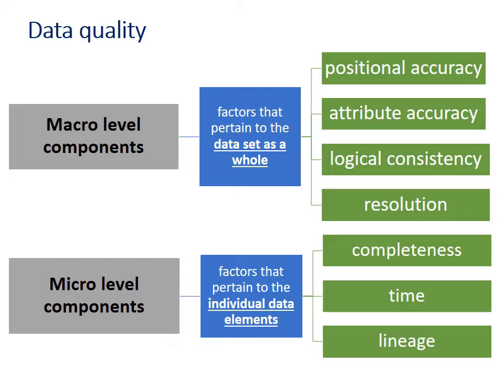What kind of data quality aspects do we need to check at macro levels and micro levels? At macro level, the positional accuracy of the objects, the attribute accuracy, the entry of data into the attributes, the logical consistency in the maps, and the resolution of the raster and vector are what we call the macro level components. And at micro level, we need to look at the completeness of the object that we are looking at, the time at which the data has been collected and whether it is relevant for your work, and the lineage, the details about the process in which the data has been collected. So all these are the aspects in which we need to look at the data quality.